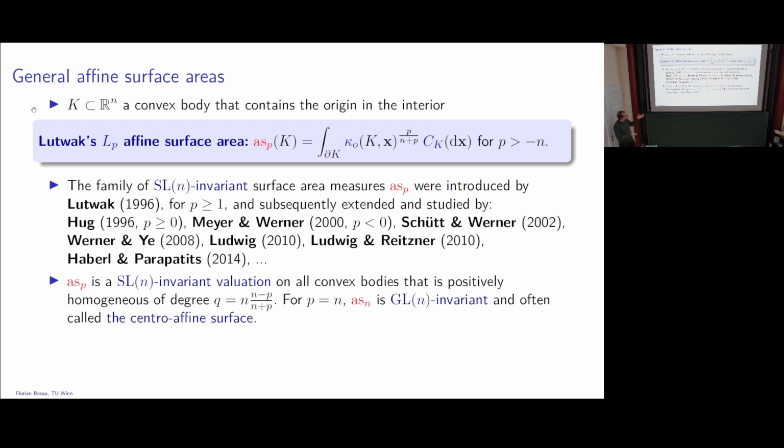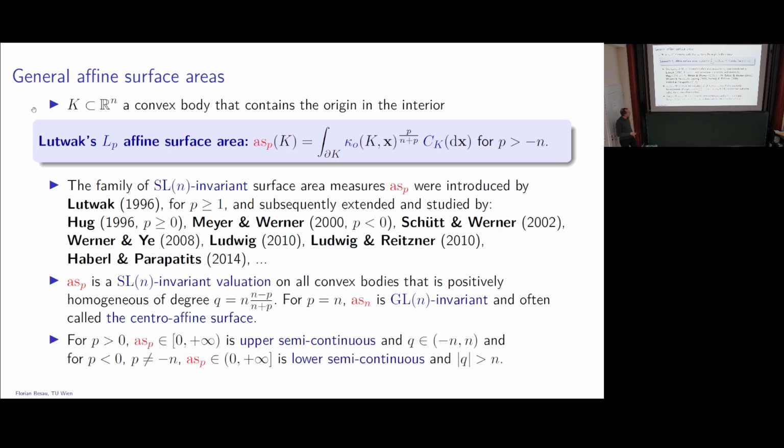So for P equals 1, you have Blaschke's affine surface area, which is not just central affine, but also translation invariant. And for P equals N, you end up with the zero homogeneous case, the classical so-called central affine surface area. And in the range where P is positive, these measures are upper semi-continuous, and if P is negative, then they are lower semi-continuous in general.